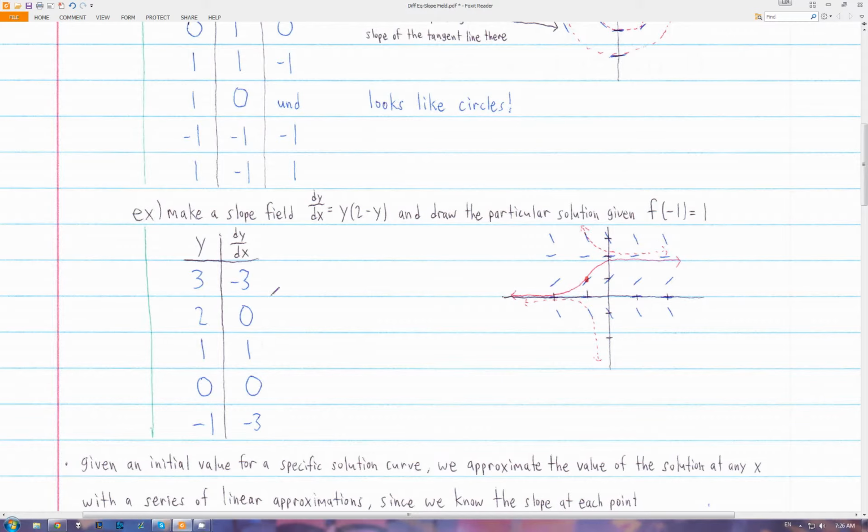And notice how the steepness of each line segment depends on the derivative. For example, at y equals 1, the slope is 1, so we have a normal upward sloping line. And then at y equals 3 and negative 1, the derivative is negative 3. So we want to make the line a little steeper.